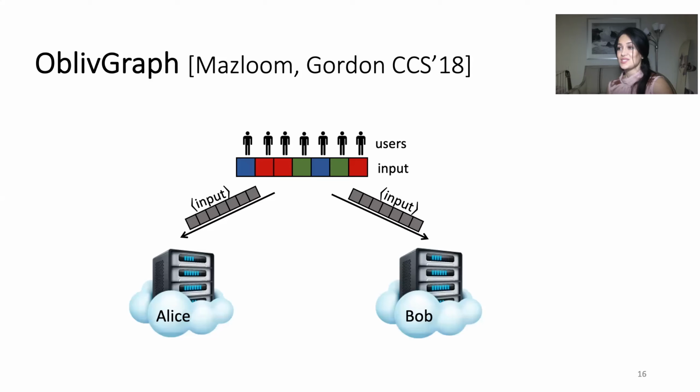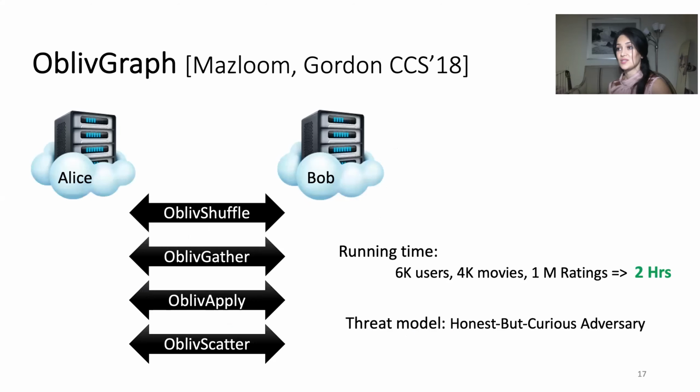So the scenario is that imagine users submit their secret shared data to two untrusted, non-colluding computation servers. Uplift graph consists of secure versions of shuffle, gather, apply, and scatter operations, and can reduce the time of computing matrix factorization on the same input size from 13 hours to 2 hours. And note that both of these frameworks are only secure against honest but curious adversaries.